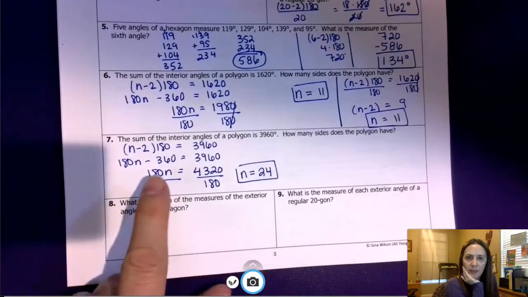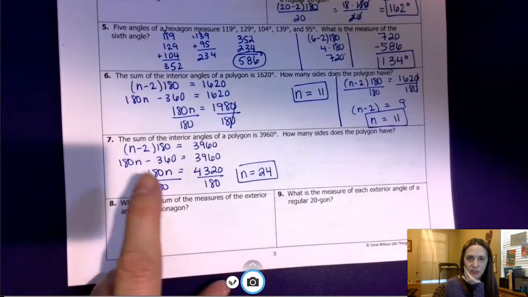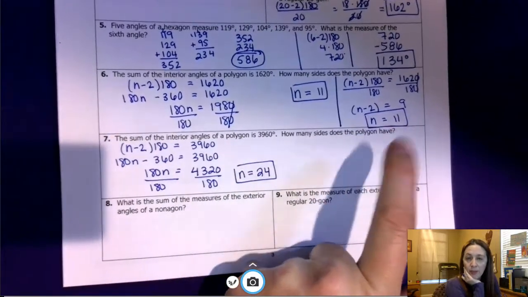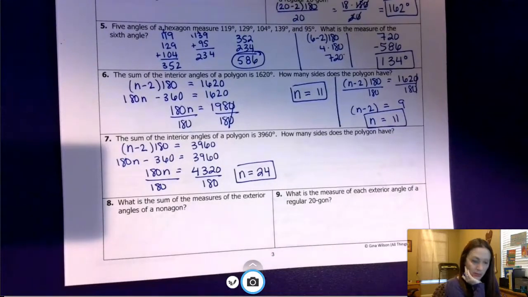This is my work. I ended up getting 24 sides. So go ahead and check through that. Again, you could have done it like this and divided by the 180 to begin with. Either way, you should get the same answer.